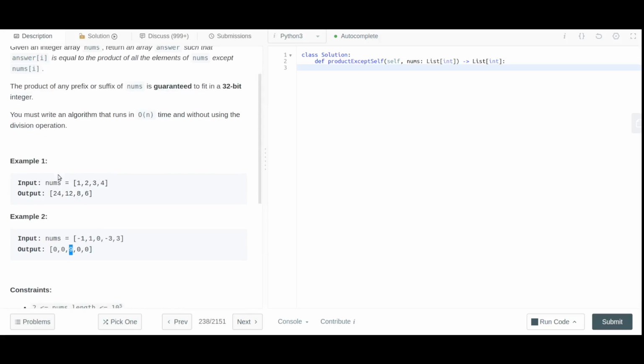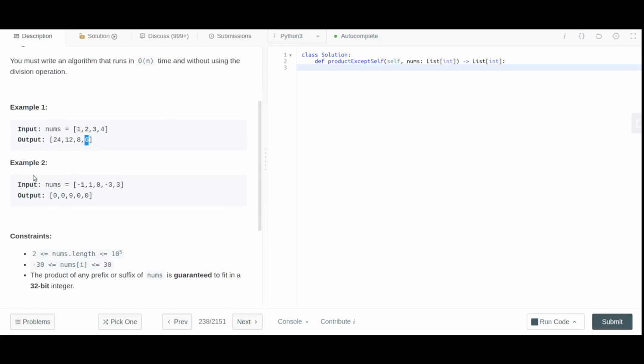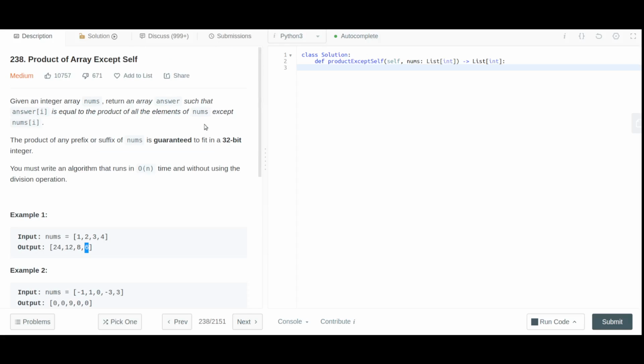So let's take a look at example 1. Given the input nums 1, 2, 3, 4, we want 24, 12, 8, and 6. Why is this? Because 24 is the product of the entire array, except for 1. So it's 2 times 3 times 4, which gives us 24. Similarly, for 12, we have 1 times 3 times 4, which gives us 12. And here we have 1 times 2 times 4, and for 6 we have 1 times 2 times 3. Example 2 is similar, so let's go to the whiteboard and see how we can solve this problem.